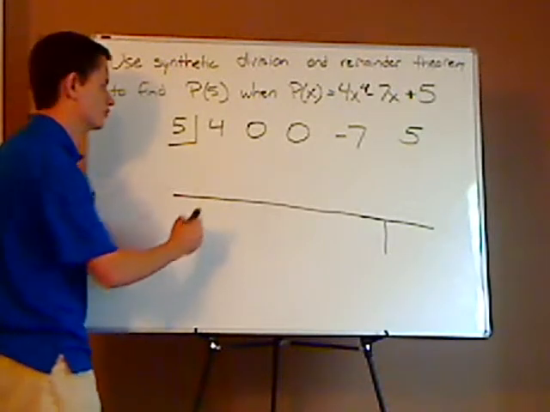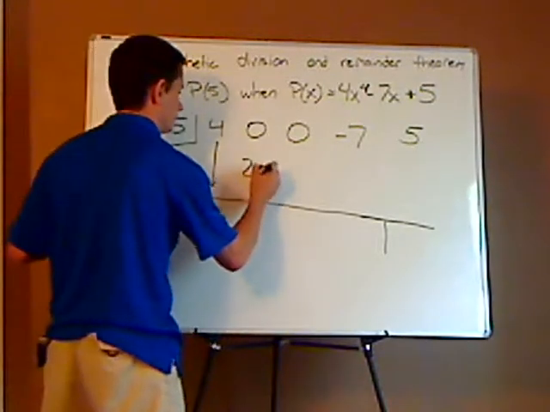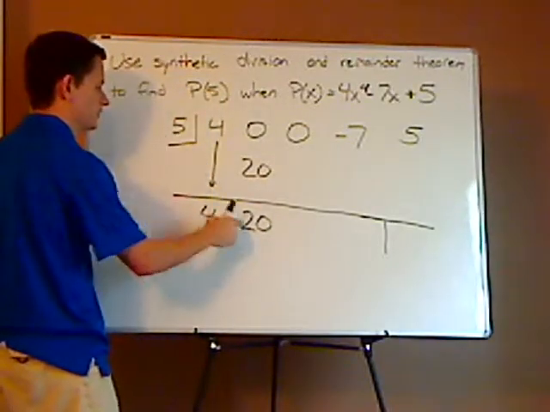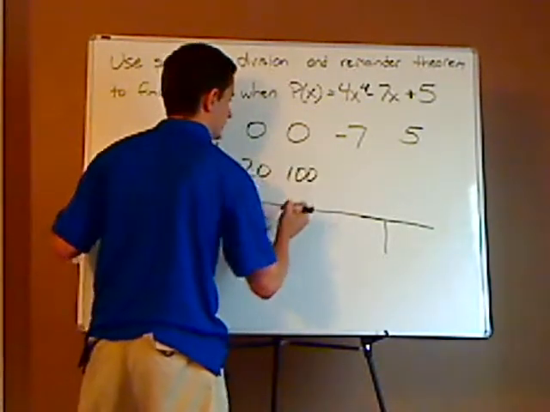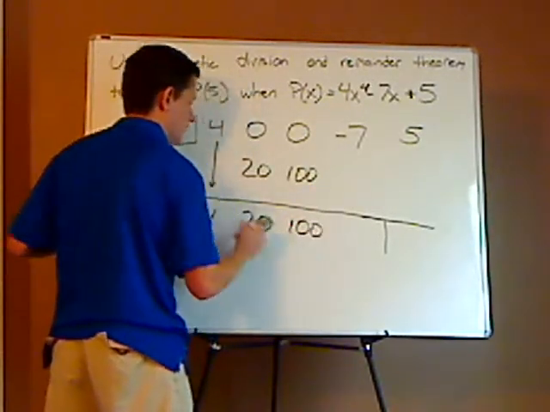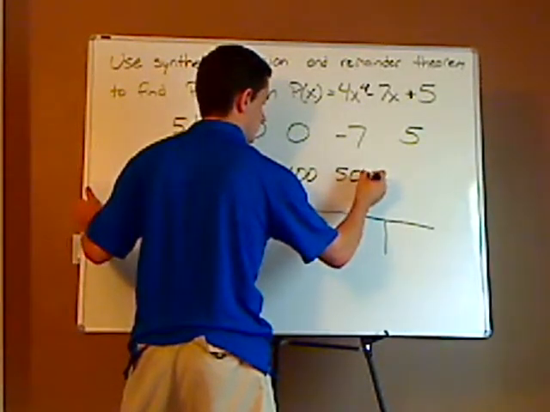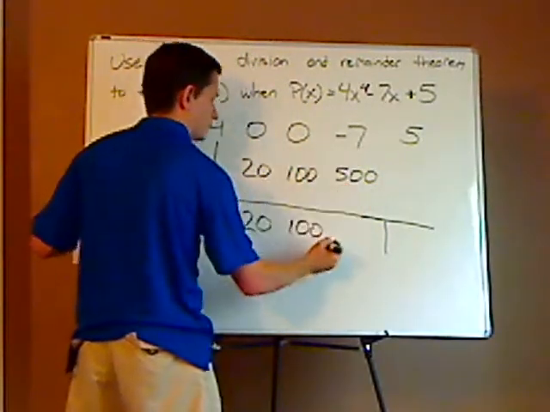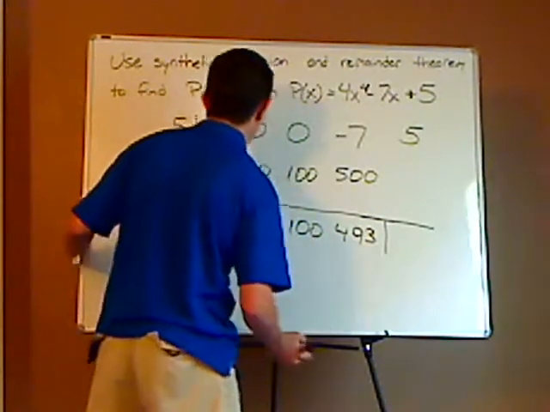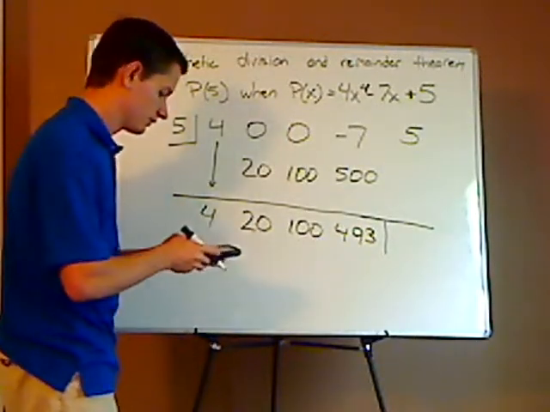So first step, always bring down the 4. Then you do 5 times 4, which is 20. You add these two together, you get 20. Then you do 5 times 20, which is 100. Then you do 0 plus 100, which is 100. Then you do 5 times 100, which is 500. Then you add with negative 7, so that would be 493.